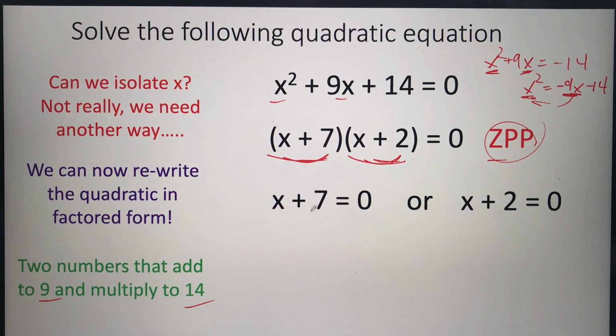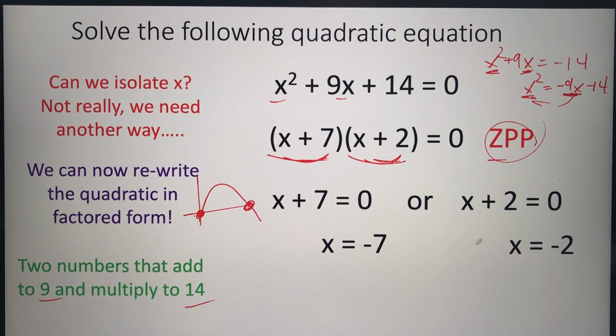So x plus 7 has to equal 0, or x plus 2 has to equal 0. I can solve this, x equals negative 7, or I can solve that, x equals negative 2. So we're getting two answers, and we expect that, because remember, we have a quadratic. There are two values. There's a value here and there's a value here. The quadratic is kicking out these two possible answers.